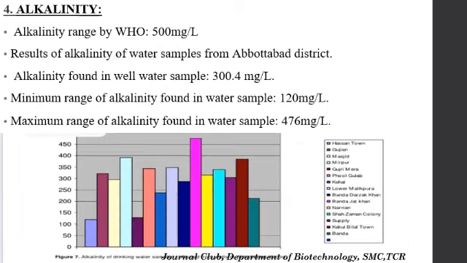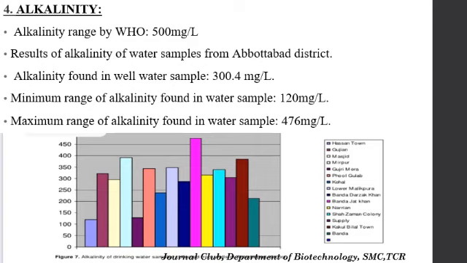Alkalinity. Alkalinity range by WHO is 500 mg per liter. From the water samples of Abbottabad district, alkalinity found in well water sample is 300.4 mg per liter. Minimum alkalinity is found to be 120 mg per liter and maximum alkalinity is 476 mg per liter. Therefore, it is found that the water from Abbottabad district is suitable for drinking purposes.